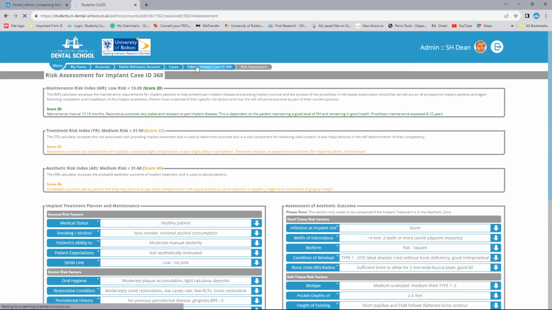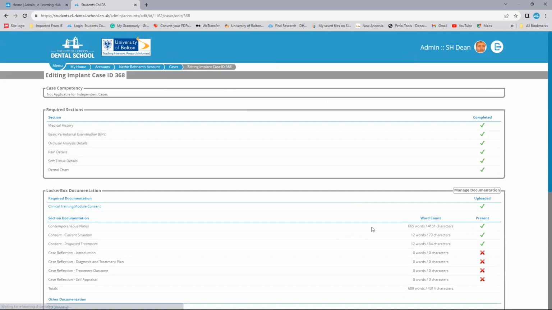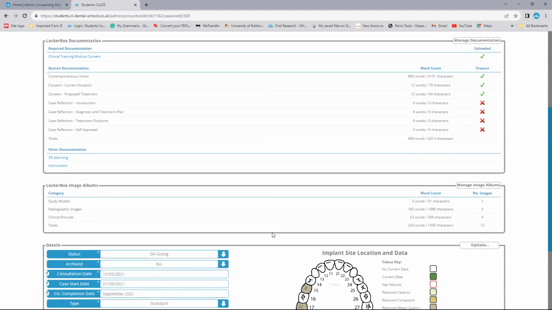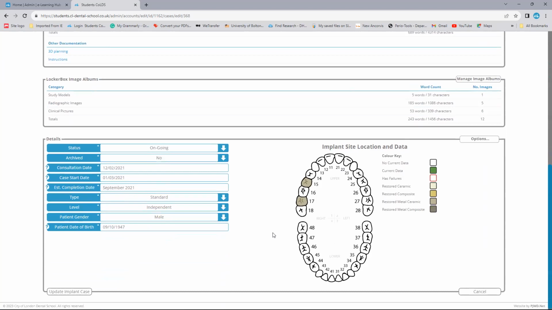We go back to there, and hopefully we'll see a lot more ticks. Oh no, we're still missing something. Oh, because you haven't done this, have you? You still have to write your case reflection. There's a reflection we still need to do. Yeah, I still need to.